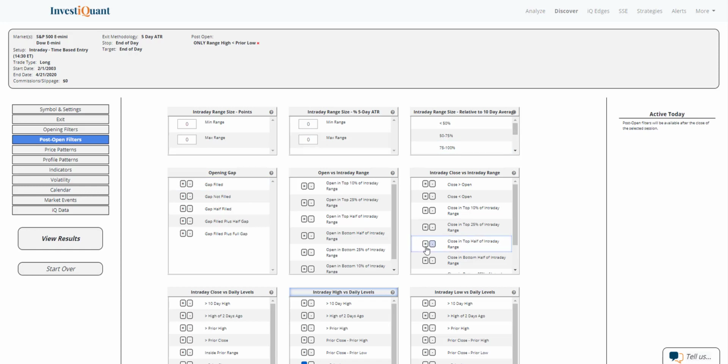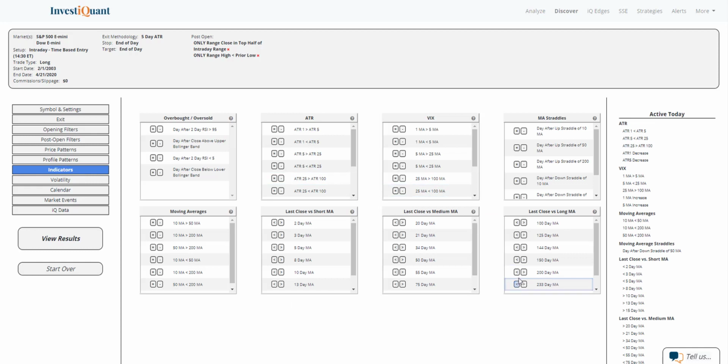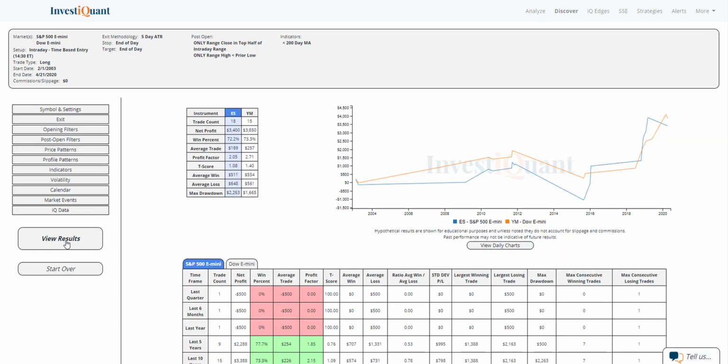So first we're going to be able to look at closing in the top half of the range at 2:30 p.m. Eastern time. So if we were trading in the top half of the range at 2:30, that will be our first example. We are below the 200. Let me get that added and hit view results. And again, this pattern, the high of the session is less than the prior day's regular trading hours low, and you're trading in the top half of the range at 2:30 p.m. Eastern time. This is set up as a long with an exit at the close of regular trading hours. And I've got below the 200-day moving average here.